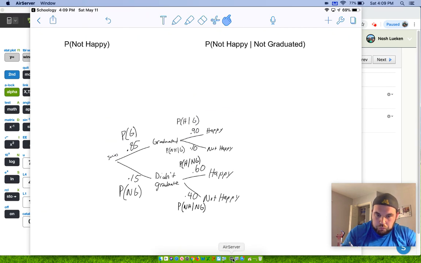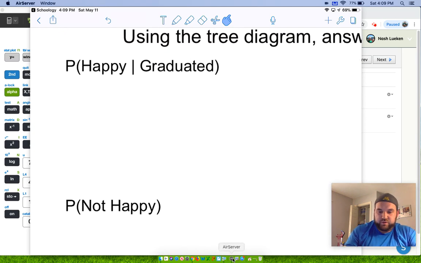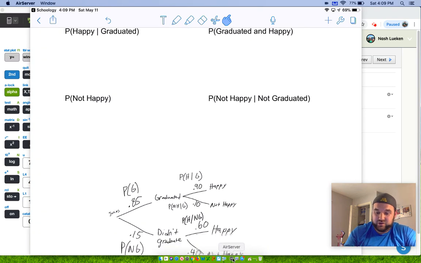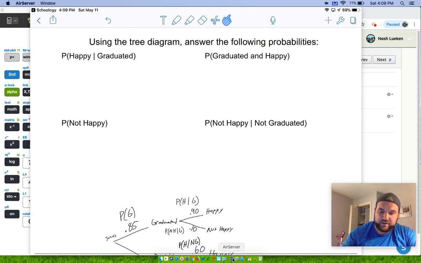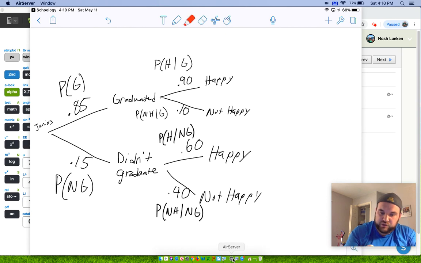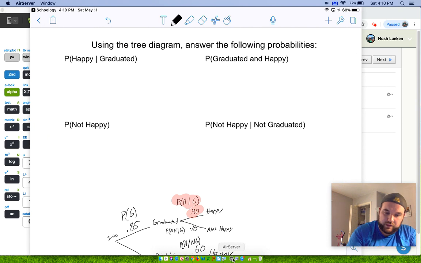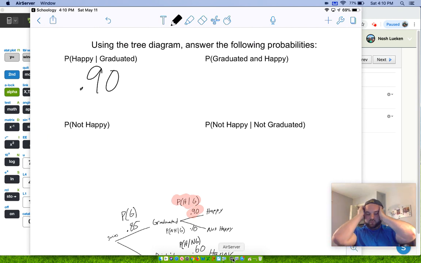All right. What is the probability that someone is happy given they graduated? Again, this is kind of nice because I can just look at this second set of branches, right? These are all my given probabilities right in here. So I want to know what's the probability that someone's happy given that they graduated. Well, happy given that they graduated is right here, so that's 0.90.